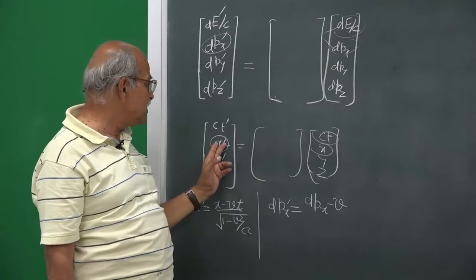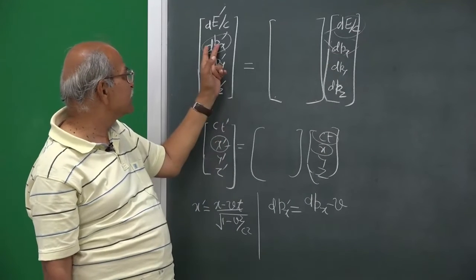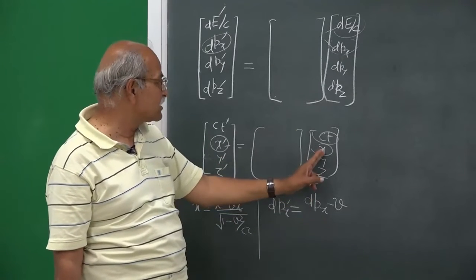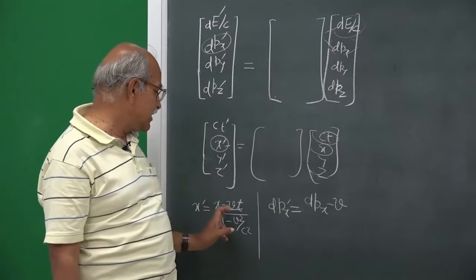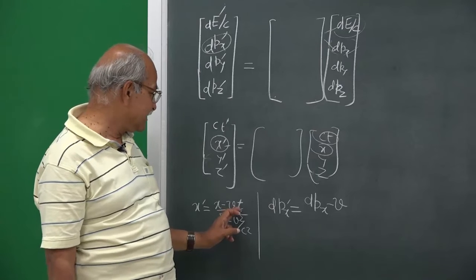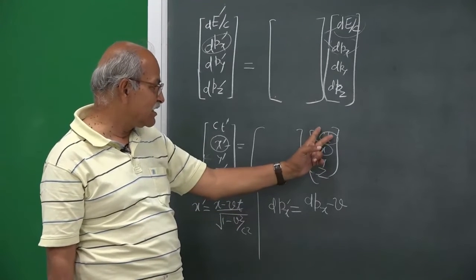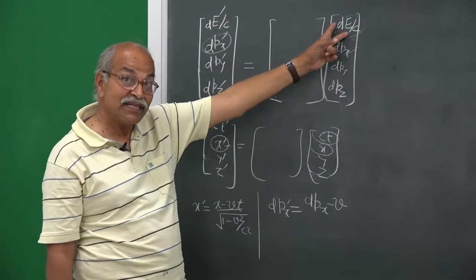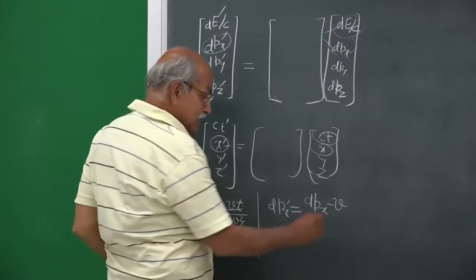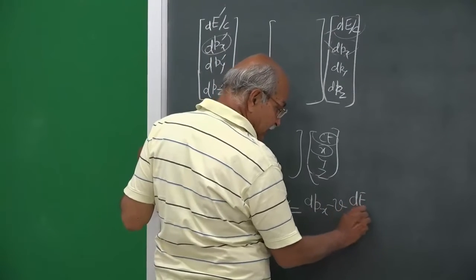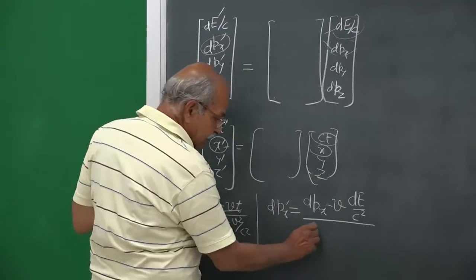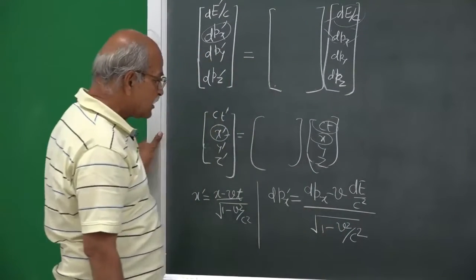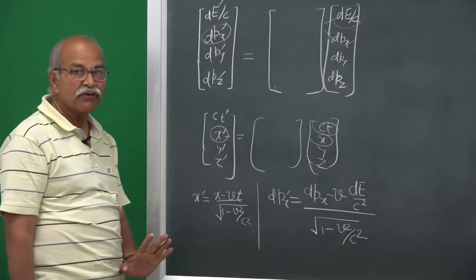Here it was x prime equal to, so I am taking dpx prime equal to dpx minus v, then t is Ct divided by C. So, similarly here it will be dE by C divided by C, so dE by C square, and then the denominator will be 1 minus V square by C square. So, that is how dpx prime will transform.